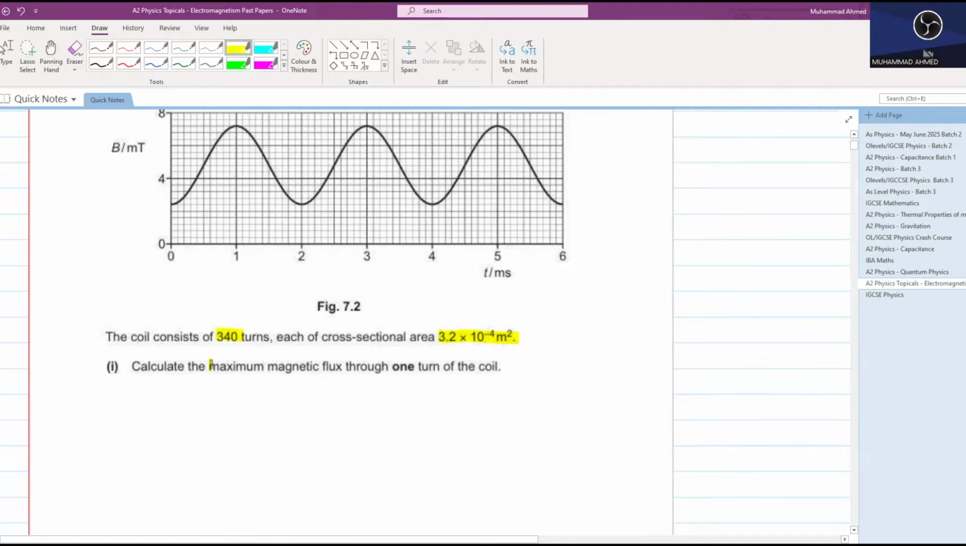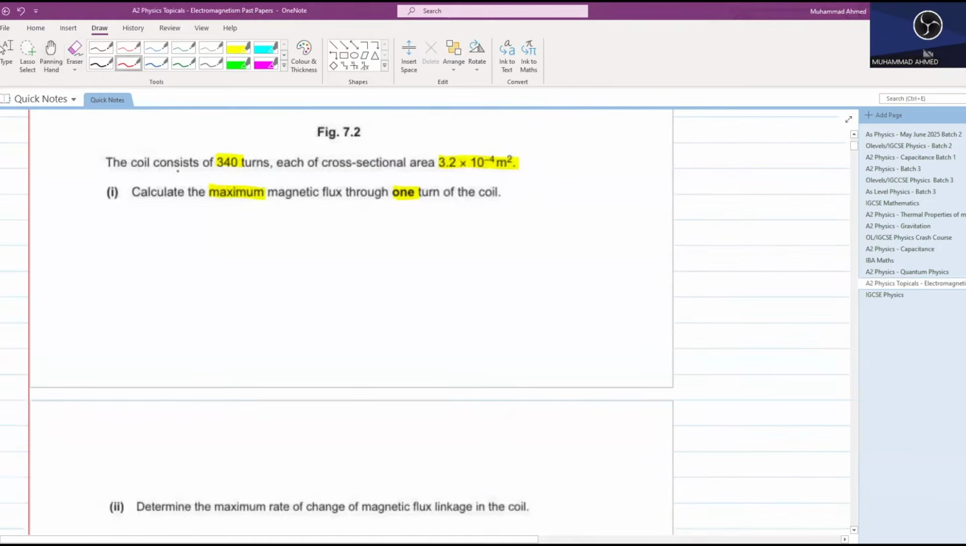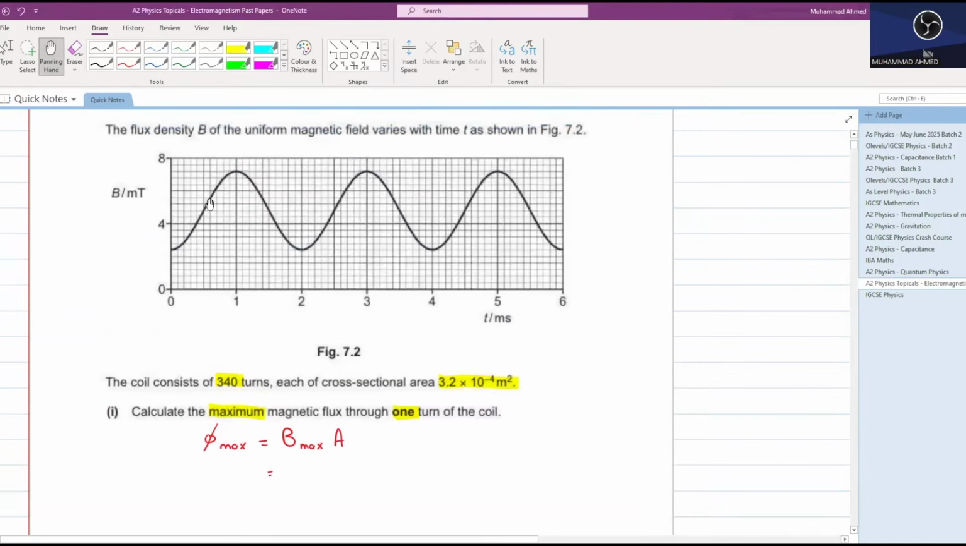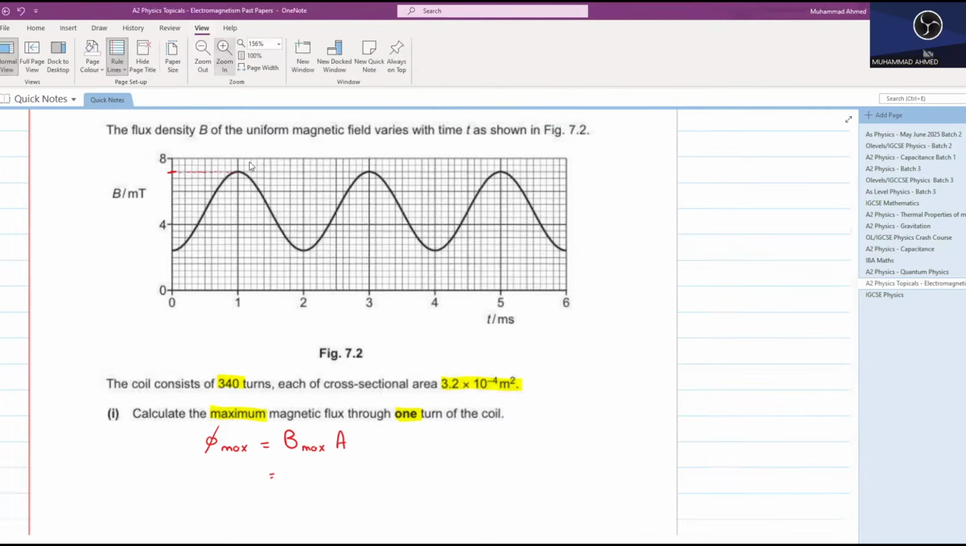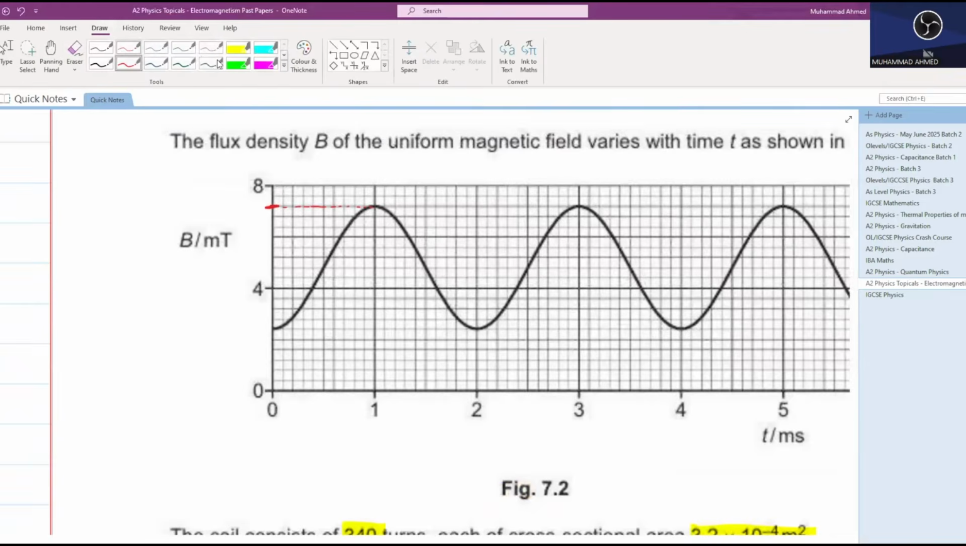Calculate the maximum magnetic flux through one turn. You have to calculate the phi maximum, okay. How will you calculate that? By putting in the maximum magnetic flux density multiplied by the area. Now, if I go to the graph, my maximum magnetic flux density is this point. Now, how to calculate this point? Let's zoom in a bit.